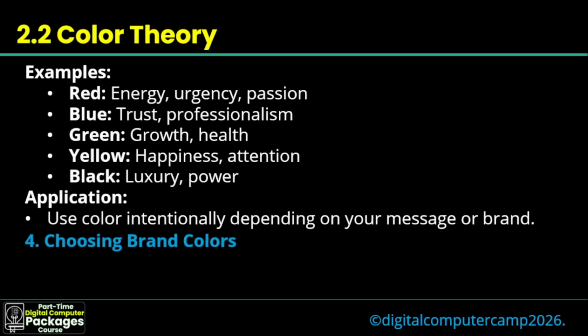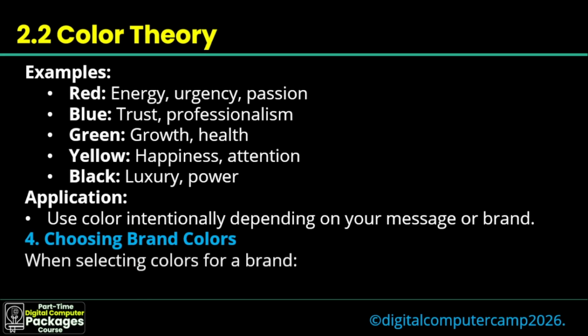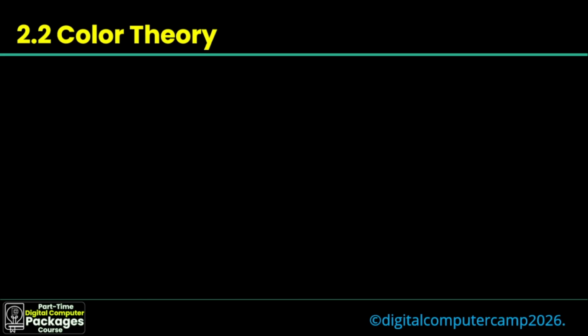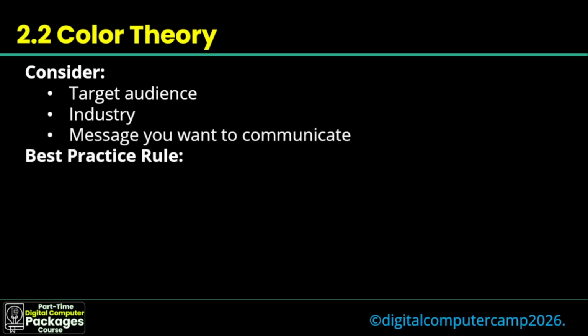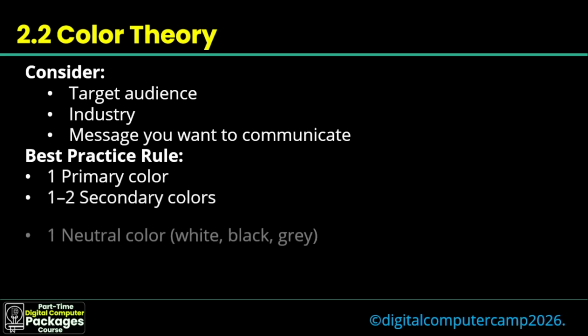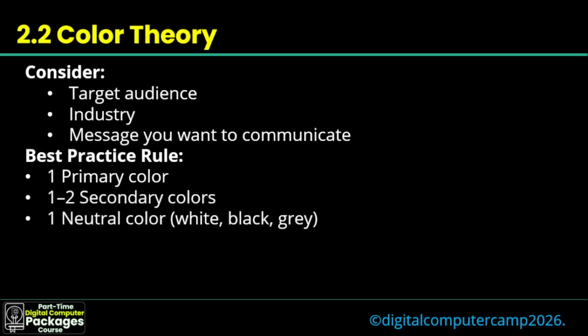Then the fourth color theory topic is choosing brand colors. When selecting colors for a brand, consider the target audience, the people who are going to interact with the brand, the industry, and the message you want to communicate. Best practice rule: 1 primary color, 1 to 2 secondary colors, and 1 neutral color, for example white, black, or gray. Those are neutral colors.